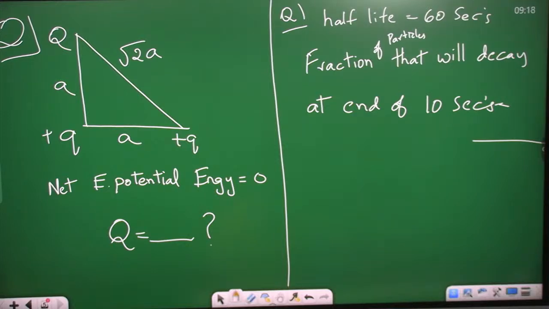See, three charges plus q and q are kept along a right angle isosceles triangle whose side is A. Given that net electrostatic potential energy is 0, find q. So how do you find it? Come on, people working online.